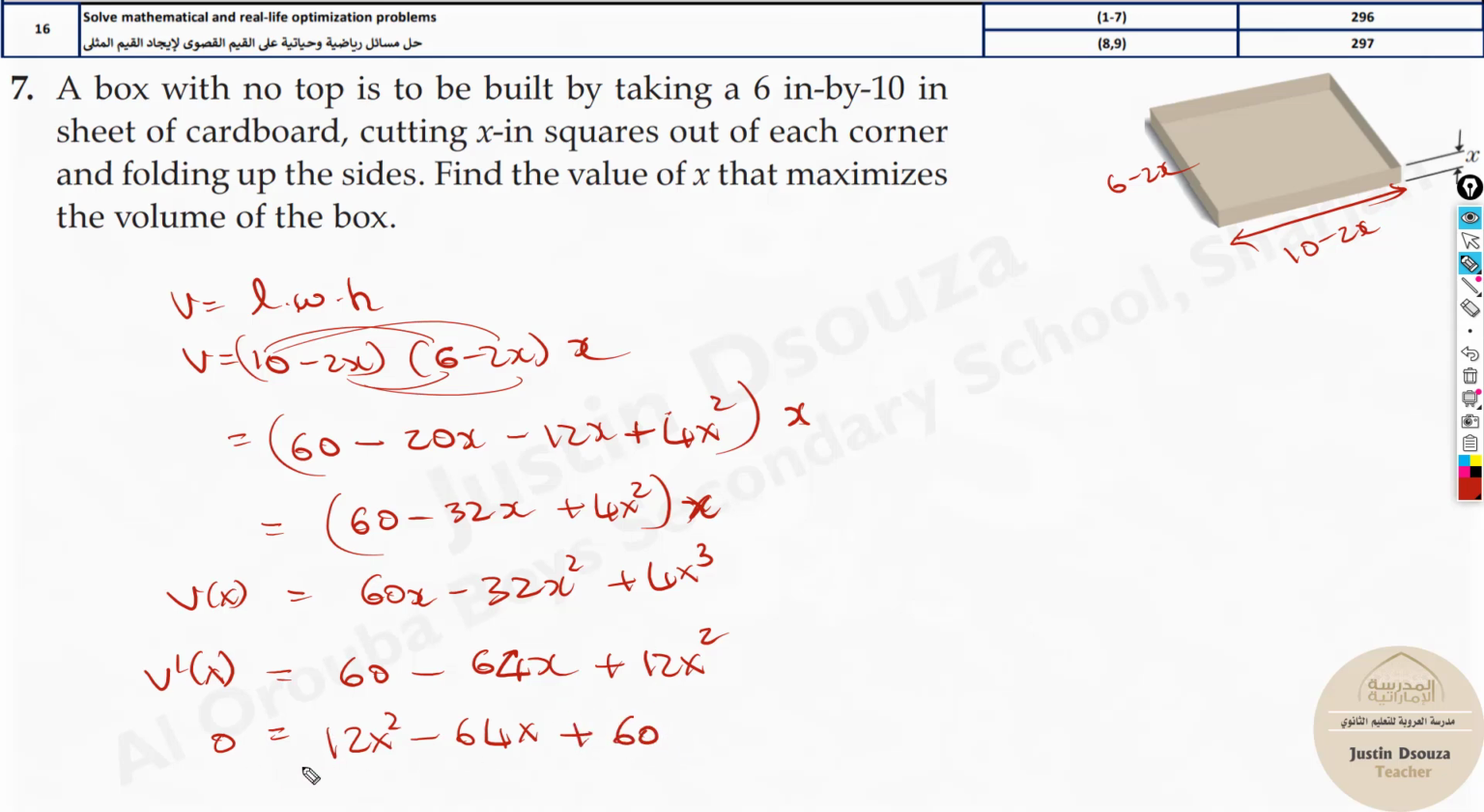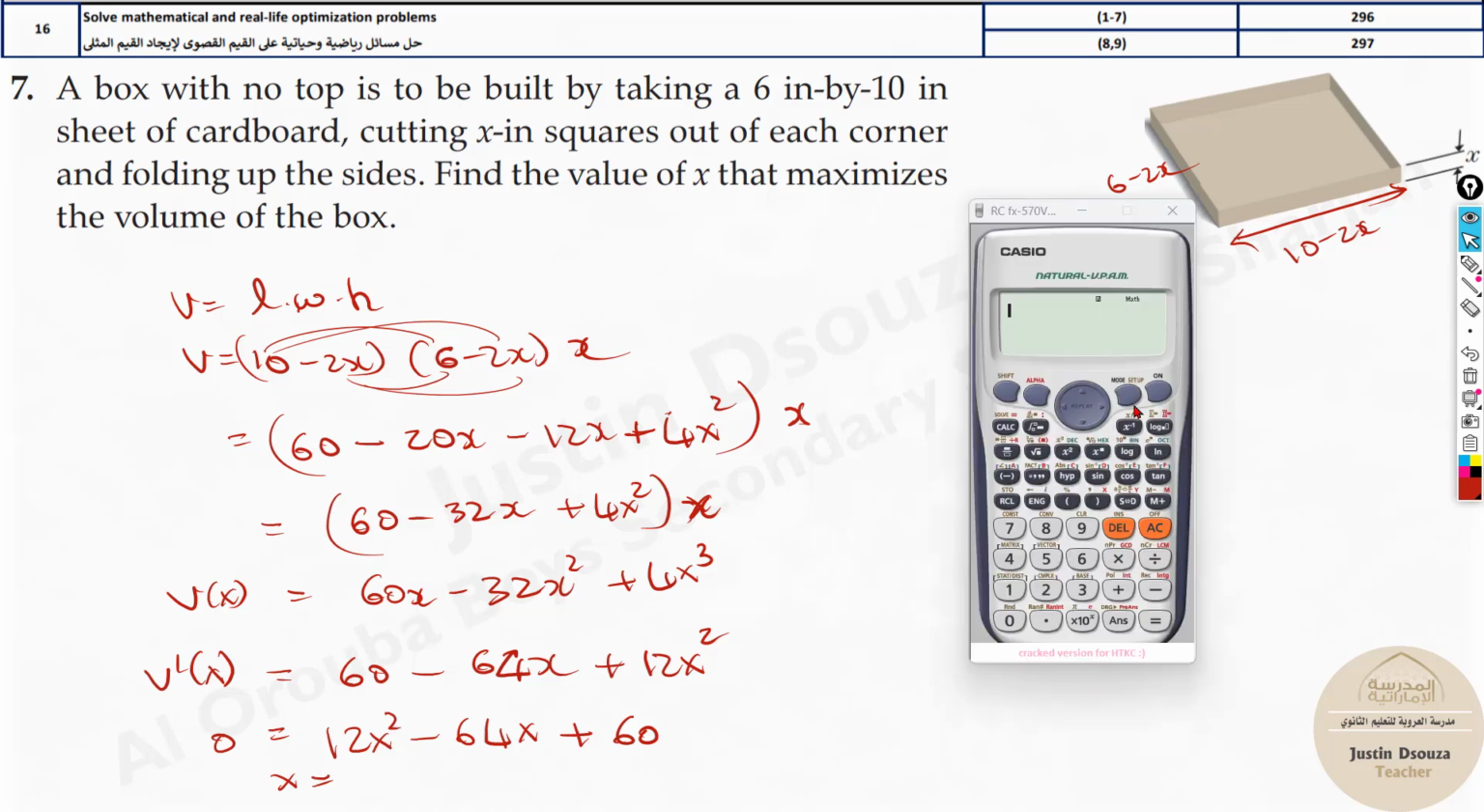Now, how can you find the x values? This is a quadratic equation. Use your calculator, mode 5, option 3. Quadratic is 3. Put the first coefficient before x squared, it's 12, then we have minus 64, and lastly we have 60, and the answers are 4.12 and 1.21. So let me just write it. x is equal to 1.21 and 4.12.